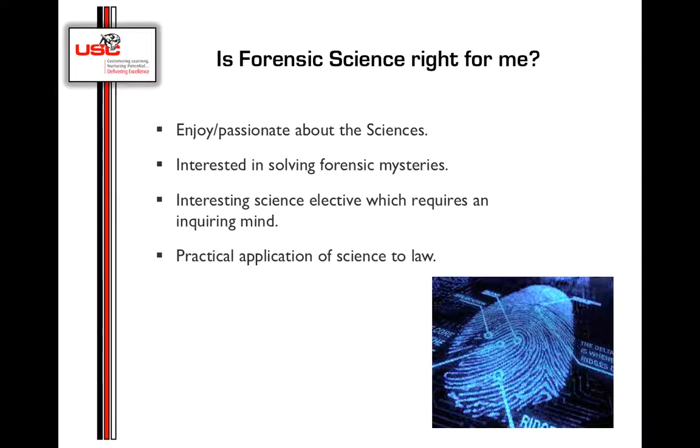Is forensic science right for me? Forensic science is meant to be a junior-senior elective. It's meant for students that enjoy or are passionate about the sciences. They have an inquiring mind and they want to try to solve forensic mysteries. We try to make this course an interesting science elective in which students are actively involved in the learning process. Other students that typically have an interest in forensic science are students that enjoy psychology or students that want to know a little bit more about law.